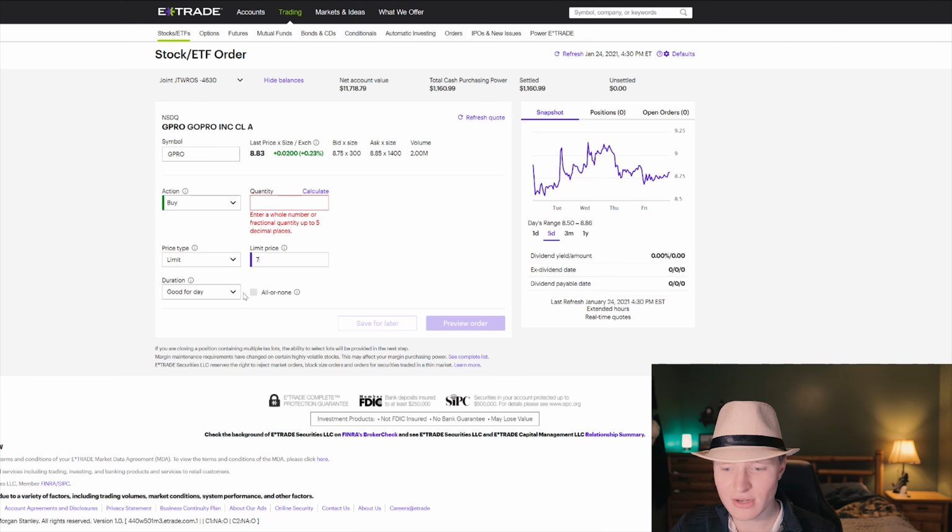So one thing you can do is come down here to the duration. Duration tells you how long you want this order to go for. And we really only have two options that I recommend people look at: good for day and good for 60 days. Good for day says it will only execute the order today. So in today's current conditions, it will only execute at the current market price. And then good for 60 days means it will keep the order open for 60 days, and if it is not filled after 60 days, then the order will be canceled.